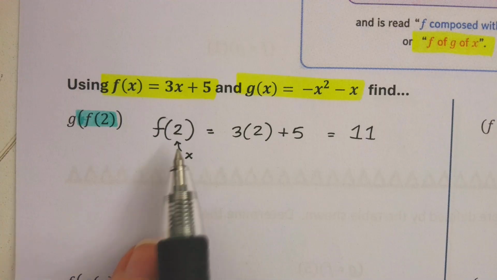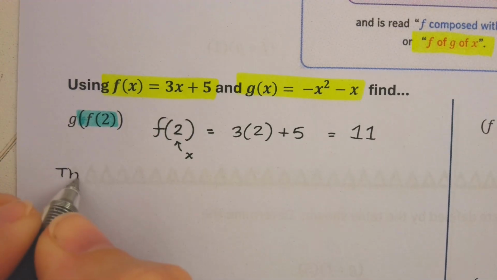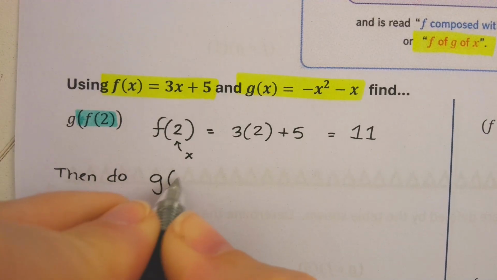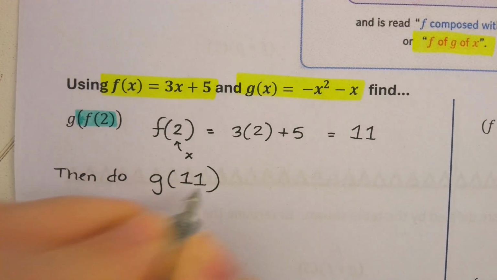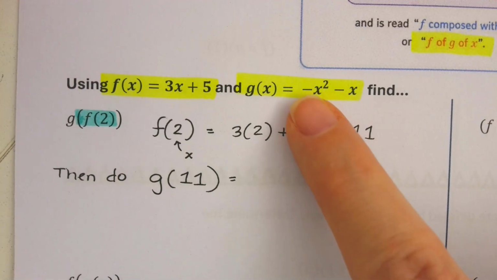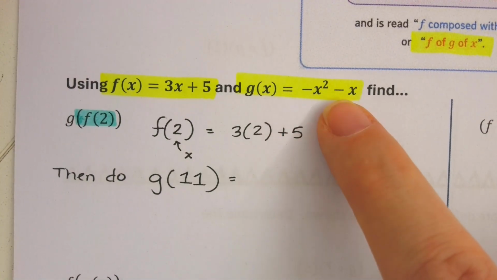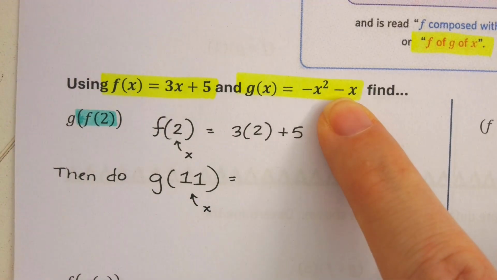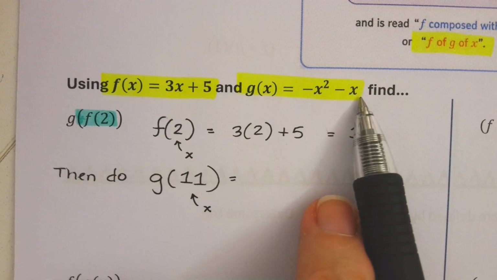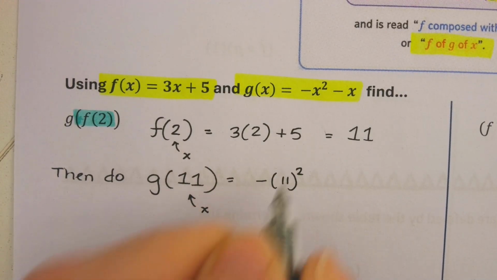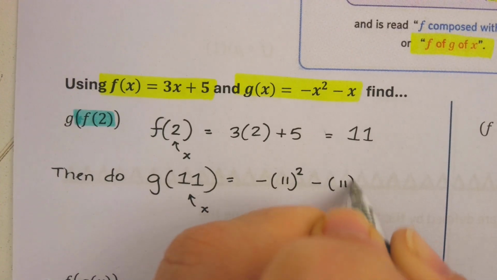So now that we did f of 2, now we're going to do g of the answer that I got. So it would be g of 11. So g of 11 is going to be negative 11 squared minus 11. So we're basically using 11 as the x value for the g function this time. So we'll have negative 11 squared minus 11.